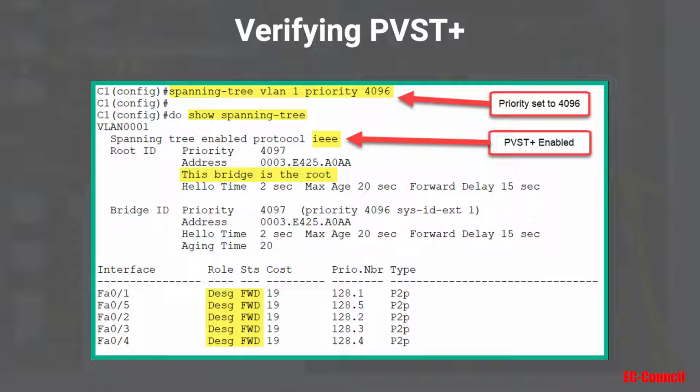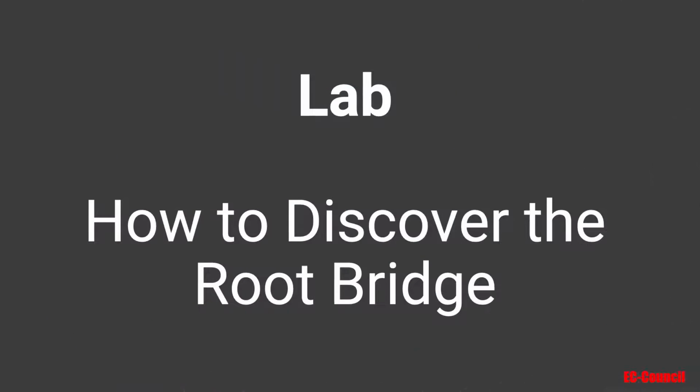Furthermore, we can take a look at the status of C1's physical ports. We can see all the ports are in a designated forwarding state. Now, the port status should not be the primary thing we check to determine the root bridge. We should always take a look for this sentence here and also compare the MAC address of the local switch with the MAC address of the root bridge. So now that we have an idea on how to configure and verify spanning tree, let's take a look at actually doing a lab on how to discover the root bridge.